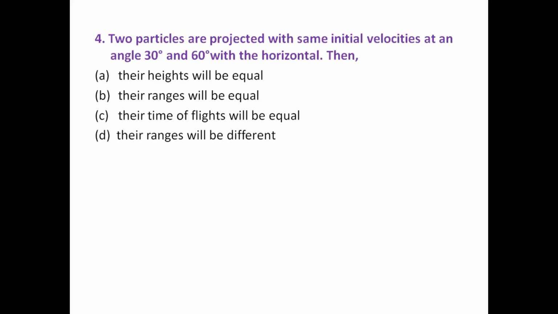Question 4. Two particles are projected with same initial velocities at an angle 30 degree and 60 degree with the horizontal. Then there are four given options to be chosen.